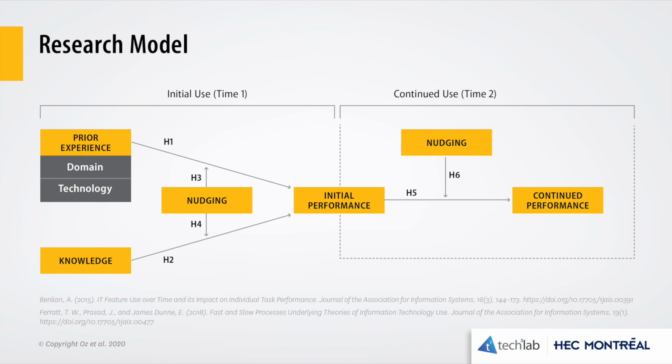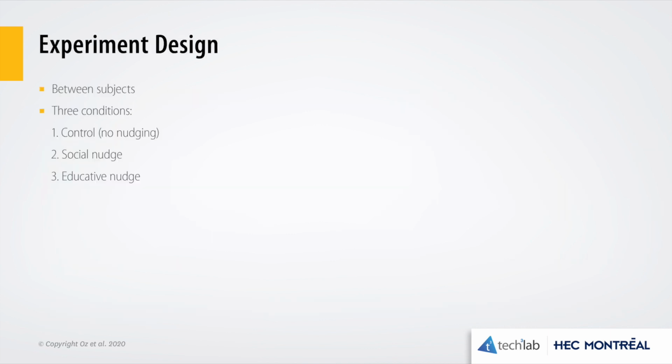Another side of the post-adoption use is the automatic use of the system. Automatic use may introduce new cognitive biases, but the nudges act as a reminder to reflect on the problem on hand. Therefore, the use of nudges is expected to moderate the relationship between initial and continued performance. To test that research model, we used a between subjects experiment design with three conditions: control, which is no nudging, social nudge, and educative nudge.